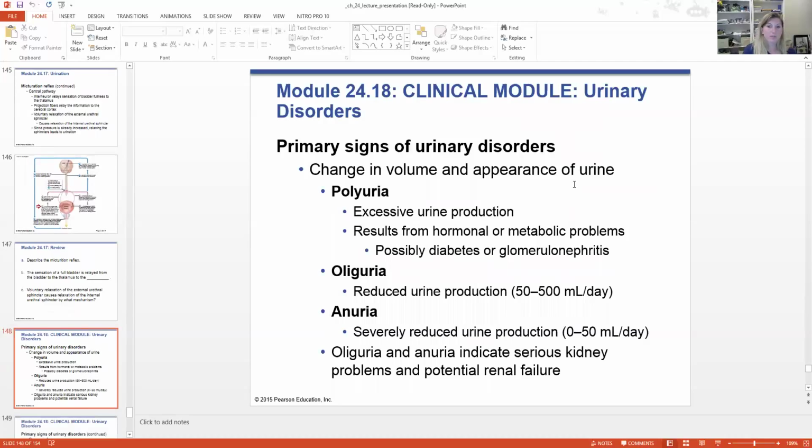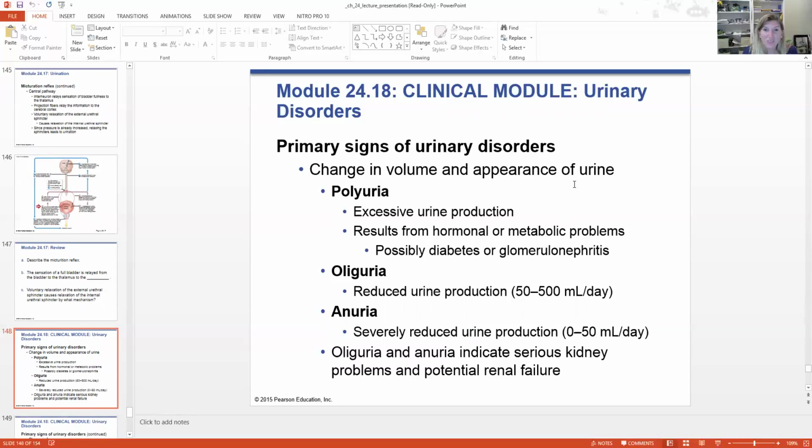Let's talk about some urinary disorders. There are a variety of urinary disorders. Any change in volume and appearance of the urine would be an indicator of a urinary disorder. Polyuria is excessive urine production. This could be from a hormonal or a metabolic problem like diabetes or glomerular nephritis, something going on in your kidneys, right? Oliguria, this is reduced urine production, right?